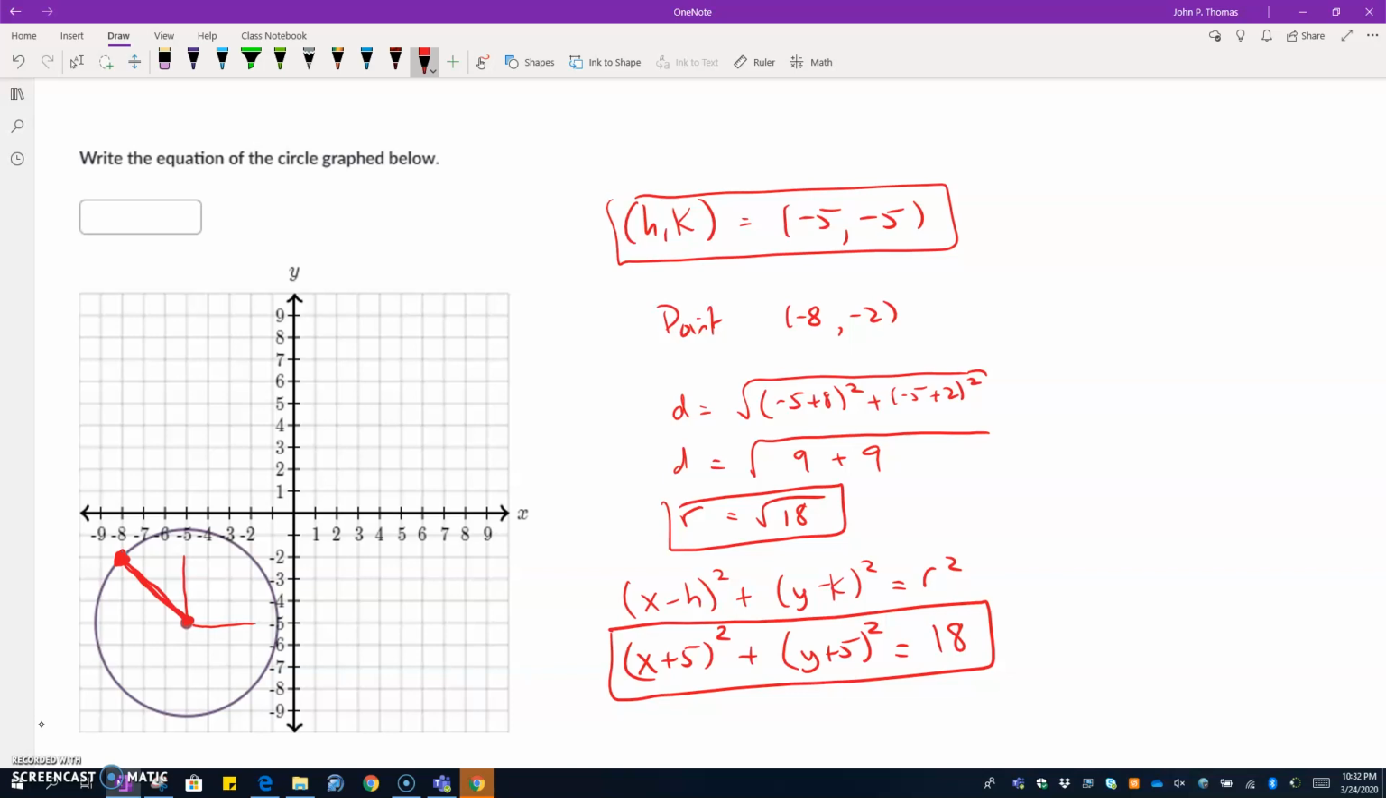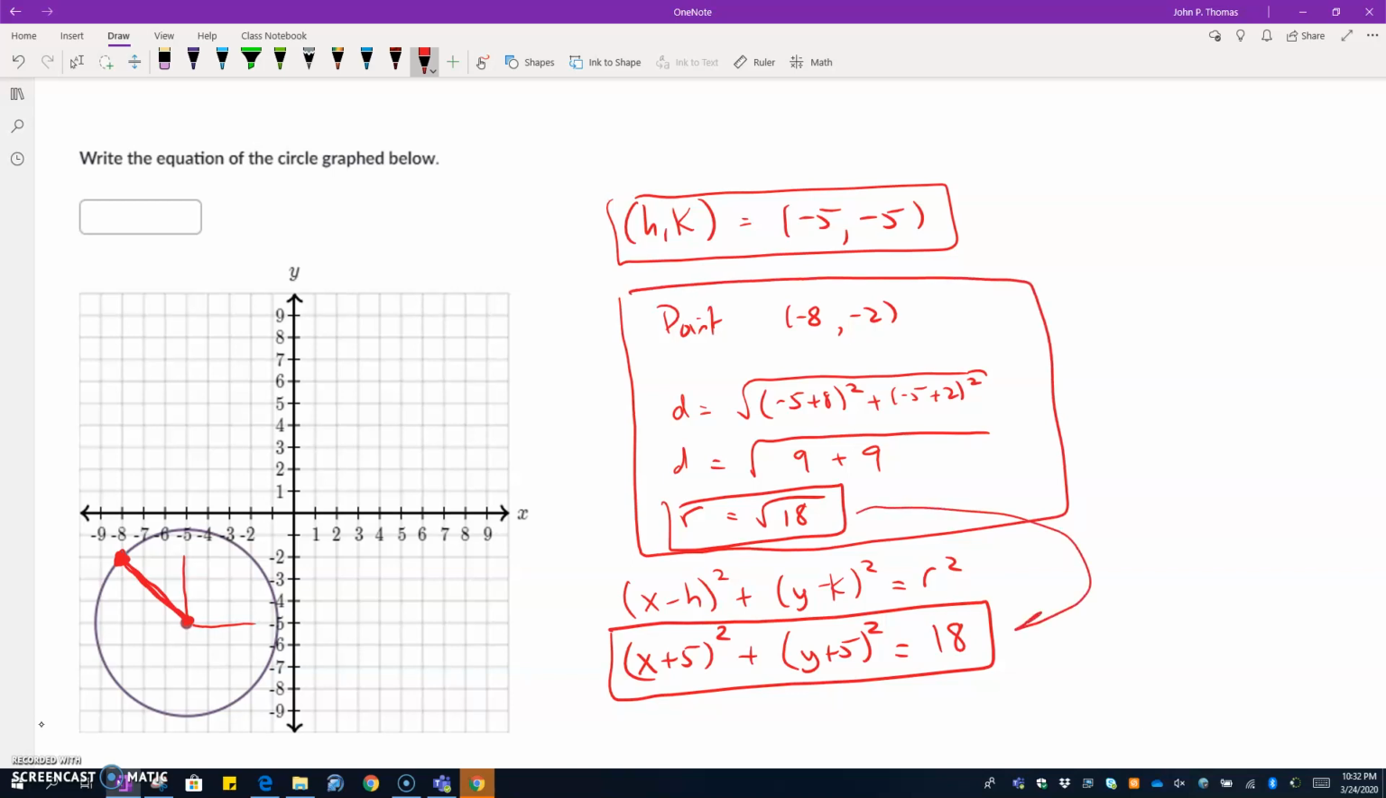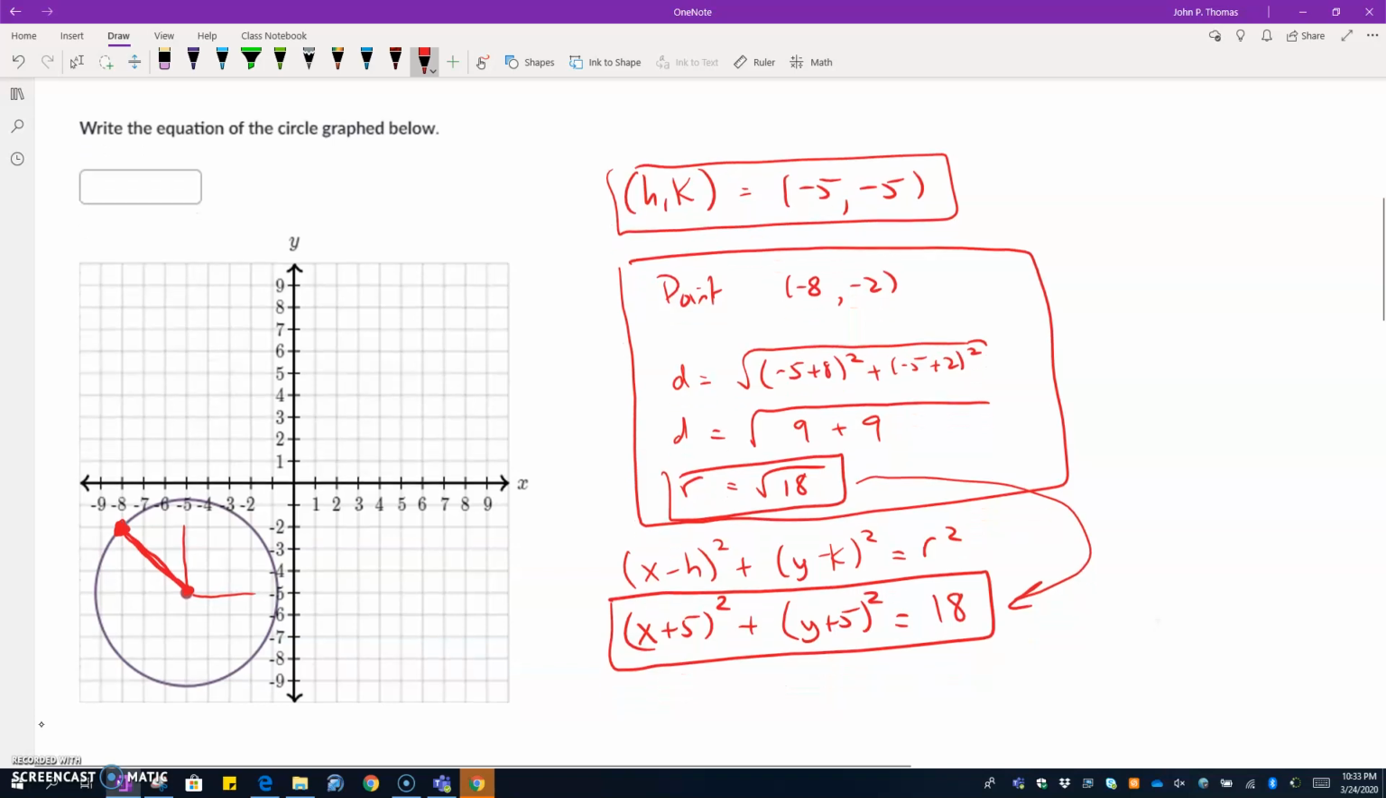Again, I think the reason that this one was one of our most missed questions was the difficulty in finding the radius. And the other issue is a lot of times people accidentally just put a root 18 in there at the end, but we've got to remember the structure we're working with, which has an r squared in that spot. So that was the second most missed question.